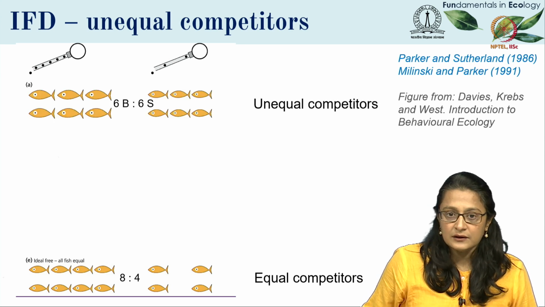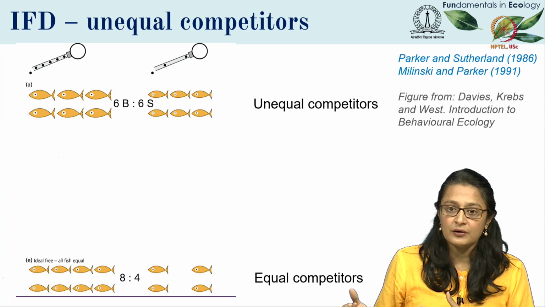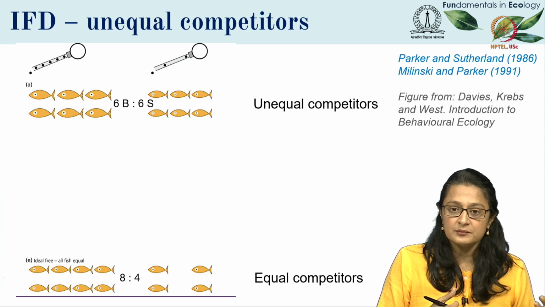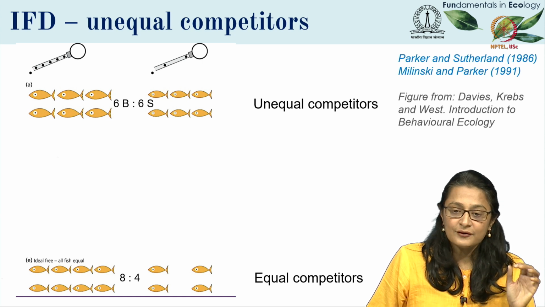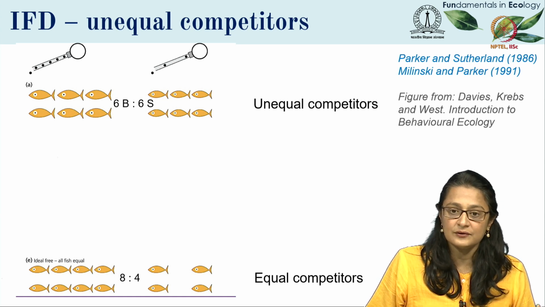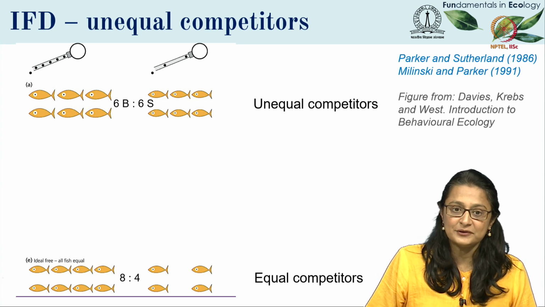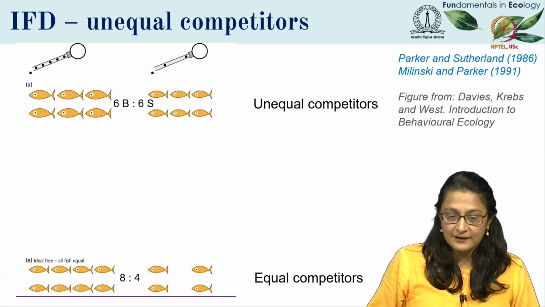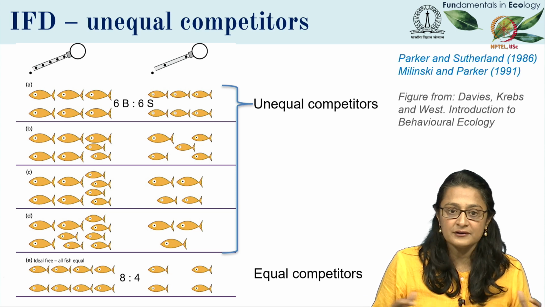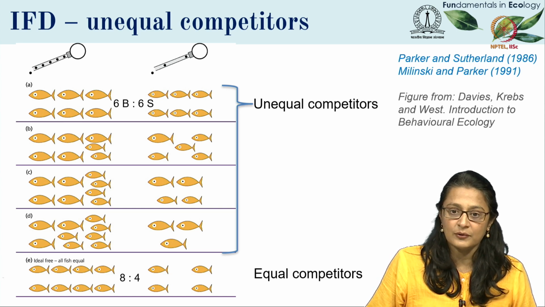If competitors are unequal, we can depict that here in the cartoon as big fish and small fish, where the big fish eat twice as much food as the small fish. Then you can imagine a scenario like this, where you may have an equal number of fish on both sides of this habitat, except that one side has big fish that eat twice the amount of food, and the other side has small fish that eat half the amount of food. Of course, we can have all these various combinations of big fish and small fish if we allow unequal competitors to exist in our model.